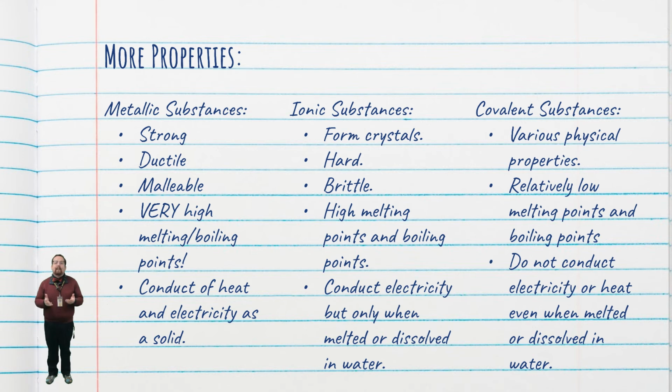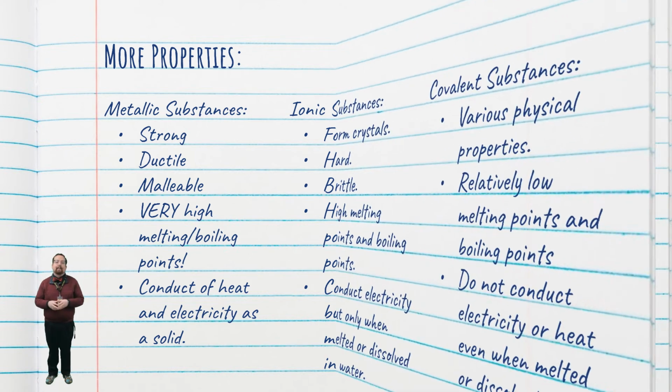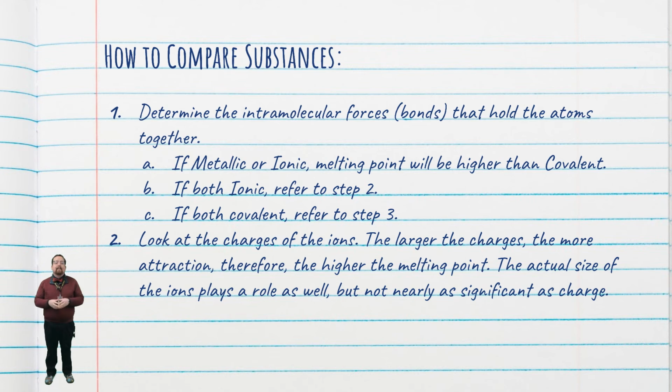They have relatively low melting and boiling points compared to metallic or ionic substances, and even when they're dissolved in water or melted, they do not conduct electricity. In order to predict the relative properties of substances, we have to think about all of these types of forces together.